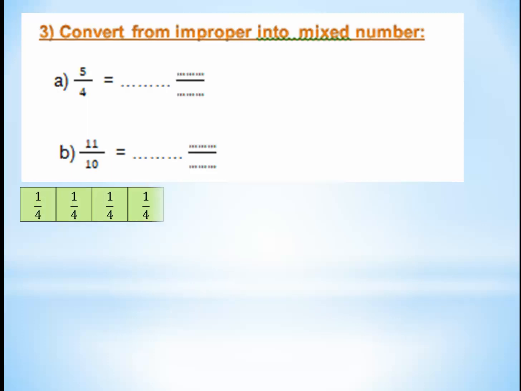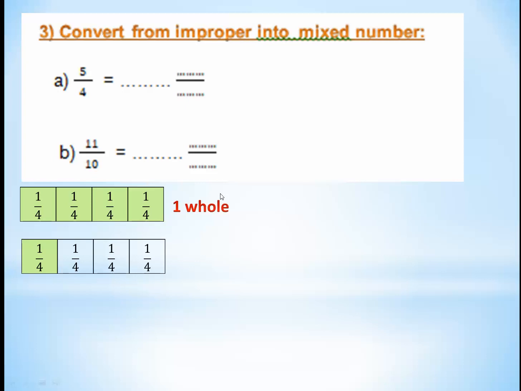Okay, draw. We know that we have denominator 4, so we are going to divide it into 4 parts. Each part is 1 fourth. And draw another one to complete the shape. It will be 1, 2, 3, 4, 5. So we have here 1 whole plus 1 fourth. So it will be 1 and 1 fourth.